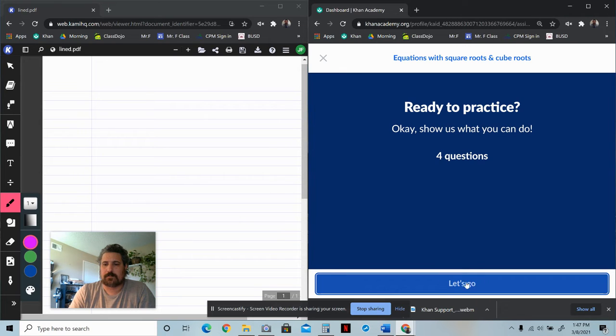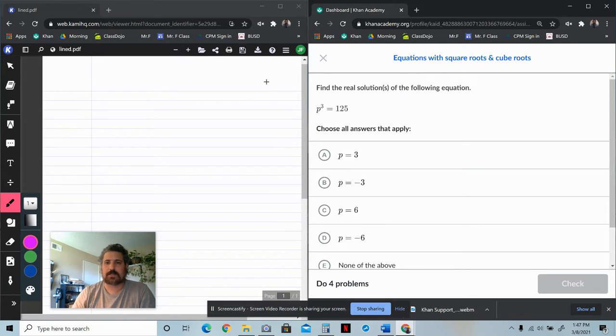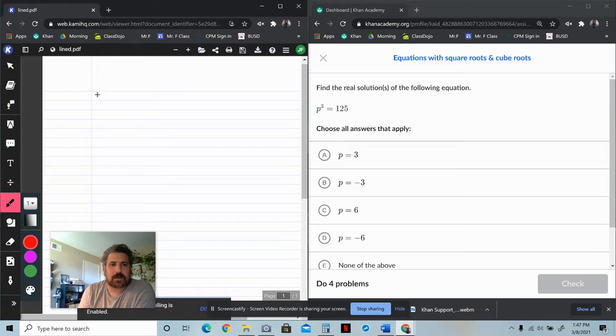All right, so basically when you're working with a cube root or a square root in an equation, well, I guess a cube or a square in an equation, you should remember that the operation that undoes a square is a square root, and the operation that undoes a cube is a cube root. In this particular case, it's pretty easy. So I'm going to grab a little pen here and we'll do it.